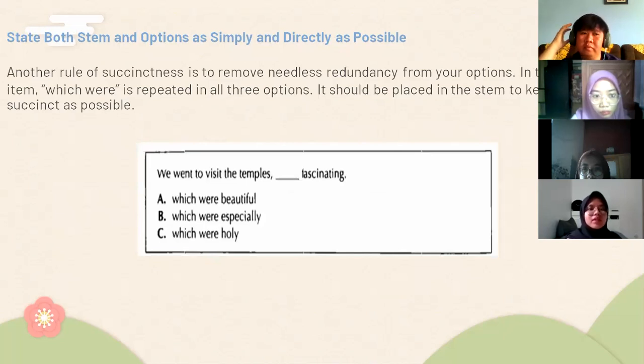And another rule of sustainedness is to remove needless redundancy from your options. In the following item, the word that is repeated in all 3 options should be placed in the stem to keep the item as simple as possible. Next slide.